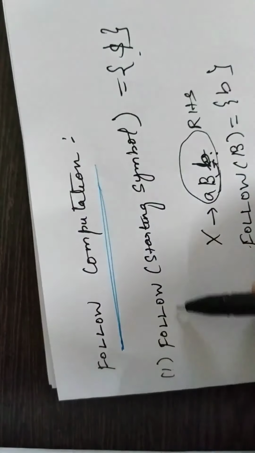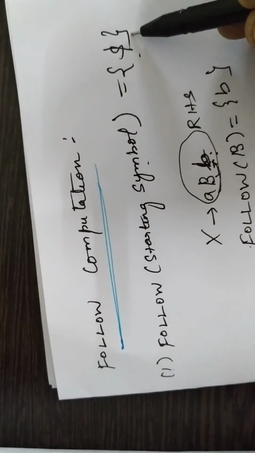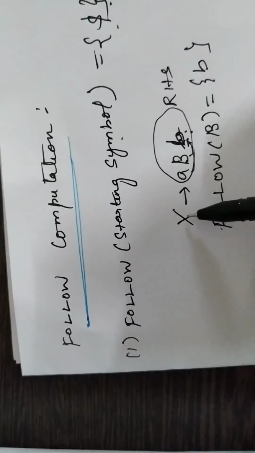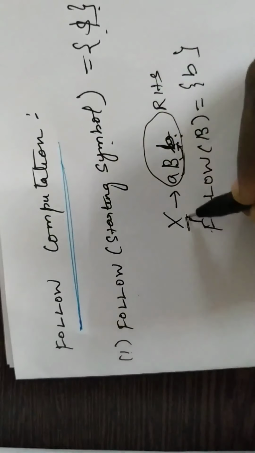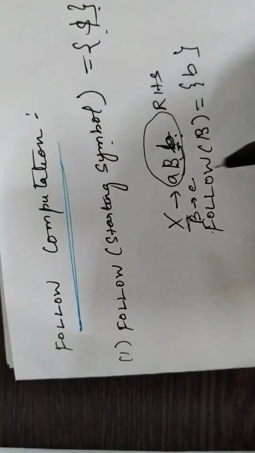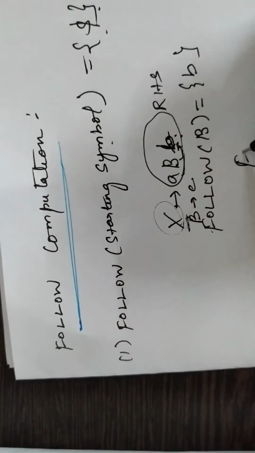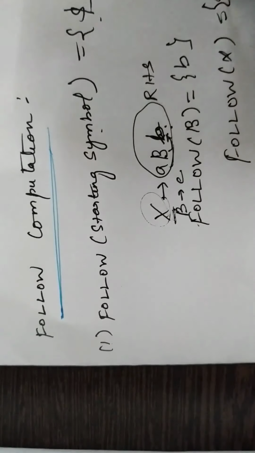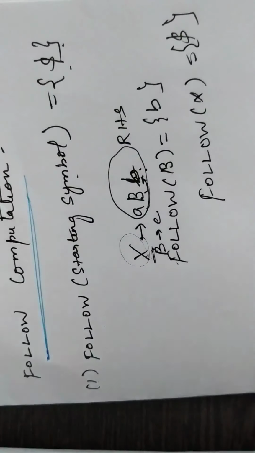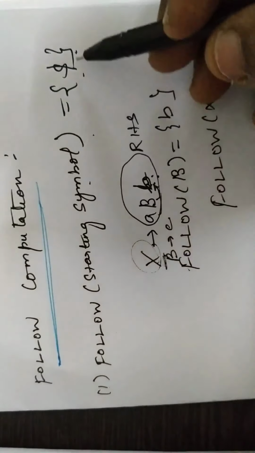Always follow of the starting symbol is $. If X is a starting symbol, then follow of X is $. Include $ in the follow of X. Always follow of the starting symbol is $.